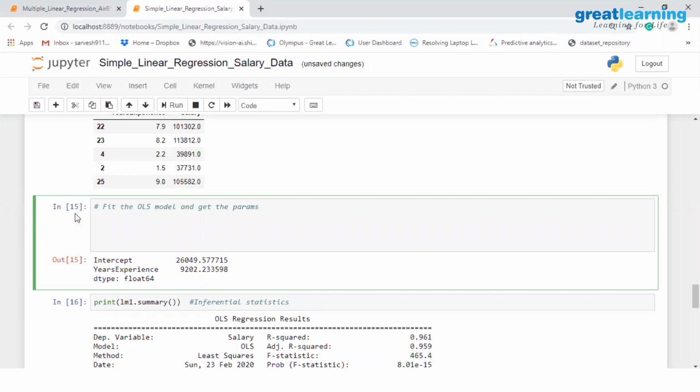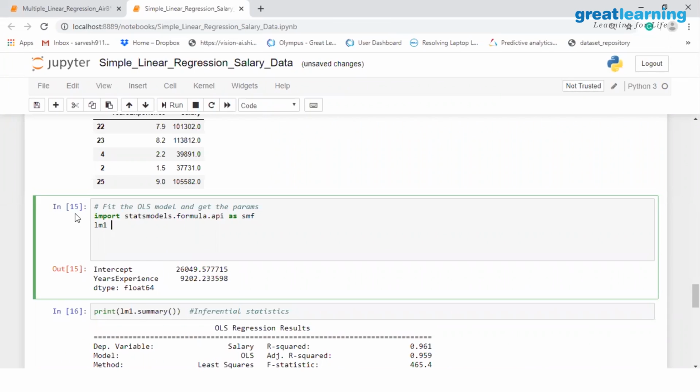How to fit the ordinary least squares model here? We import from statsmodels.formula.api as smf. The name does not matter, whatever you give, it's just an alias name. Now I'm building the model, linear model 1. I'm going to give it as smf.ols, ordinary least squares regression. What does it mean? Formula is equal to salary.